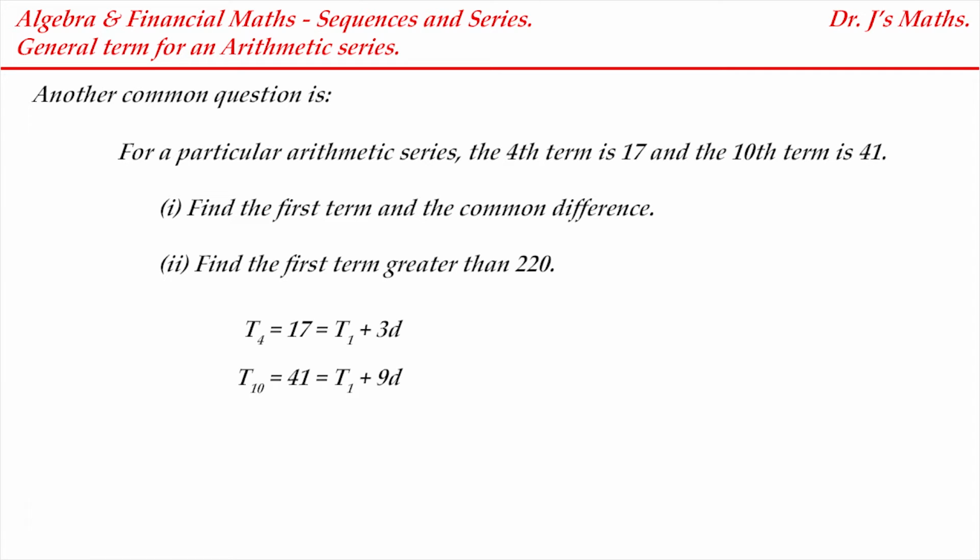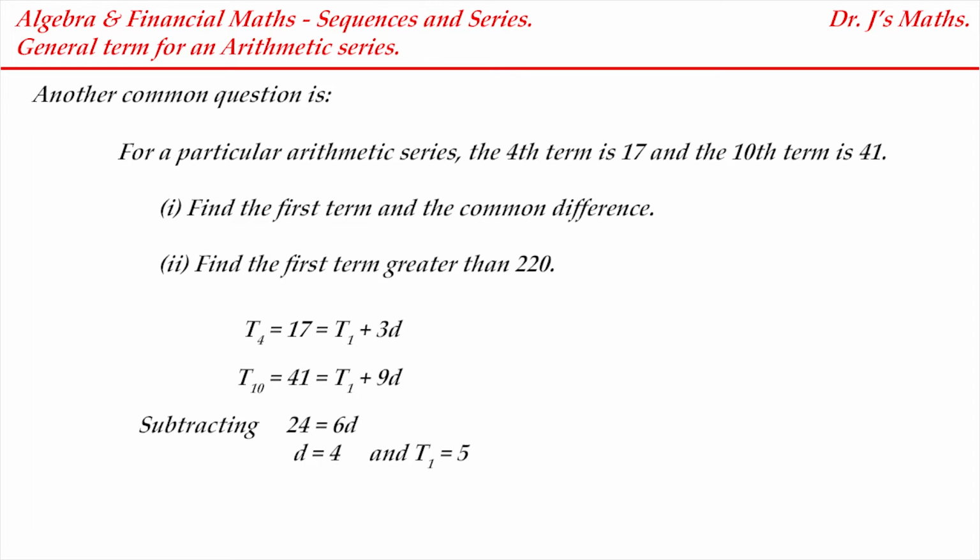Always subtract, because it's going to get rid of the T1 term straight away. So 41 minus 17 is 24. 9d minus 3d is 6d. Divide by 6, d is equal to 4. Substitute back into one of them, say T4, and you get T1 is equal to 5.